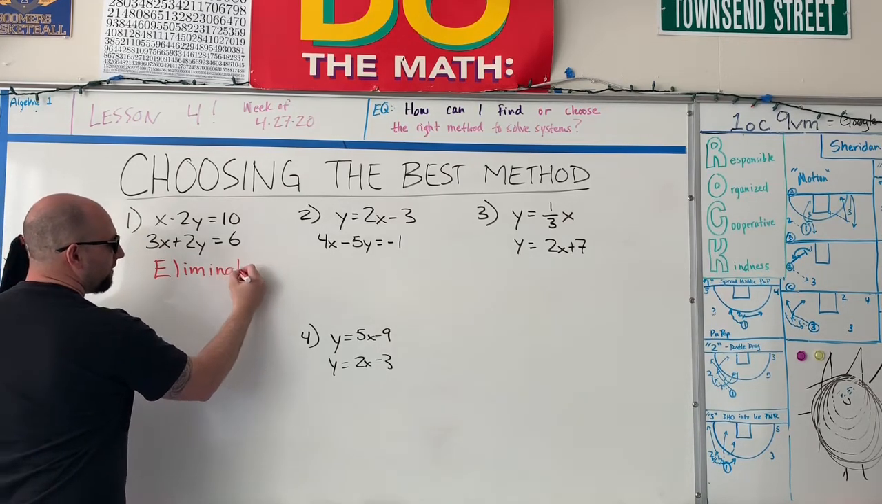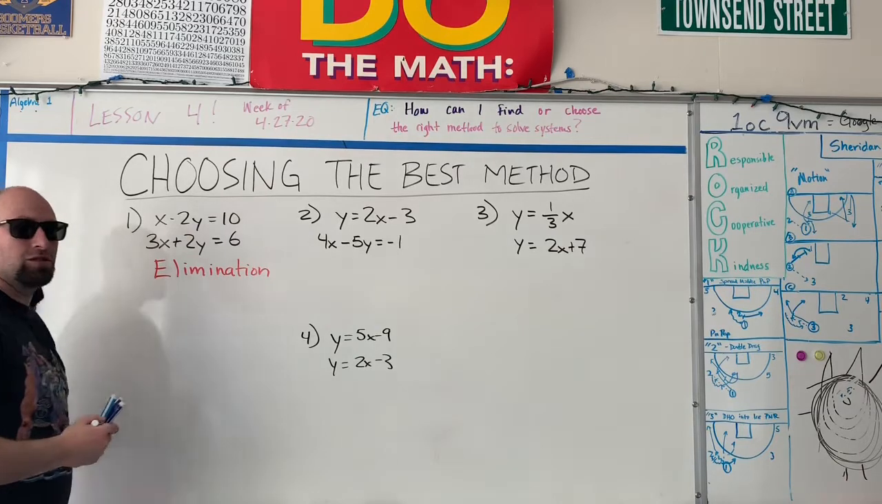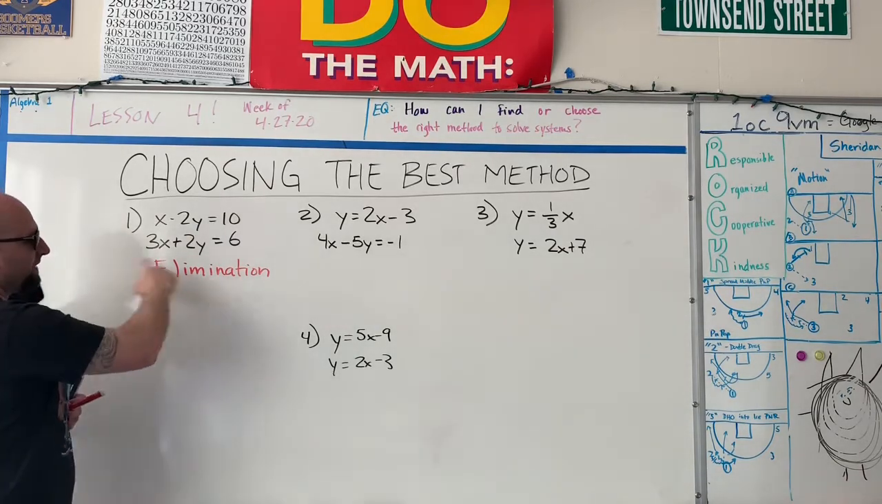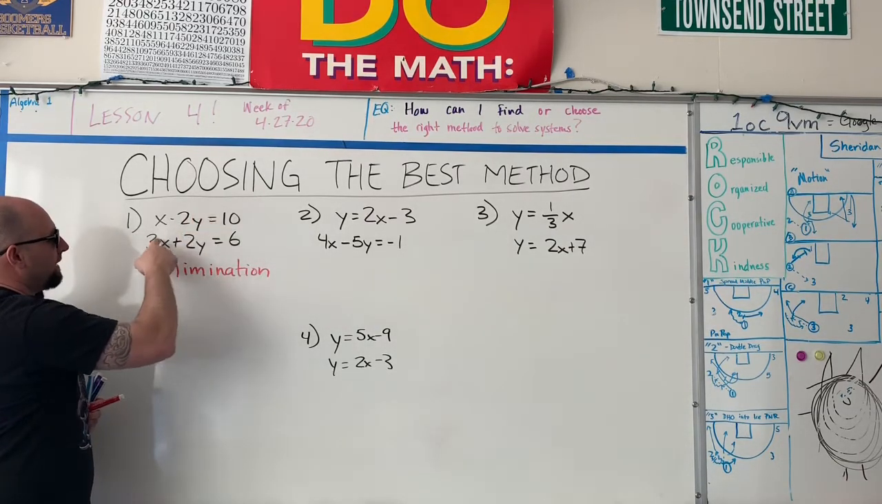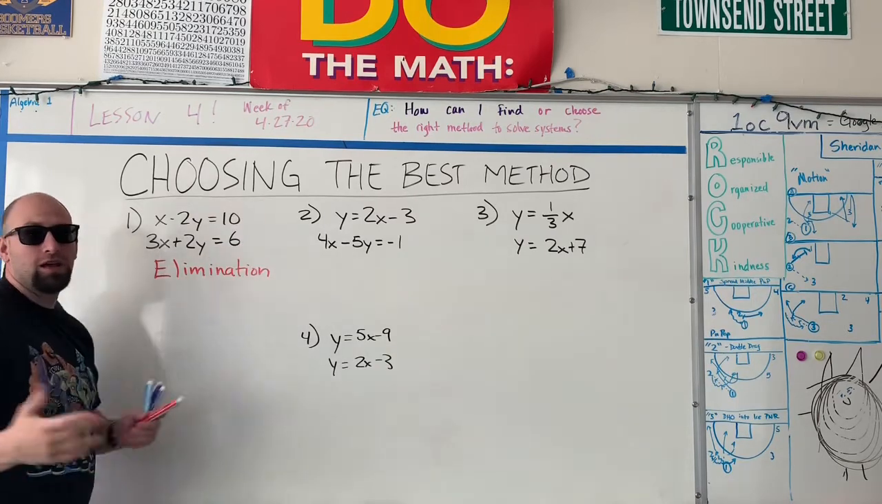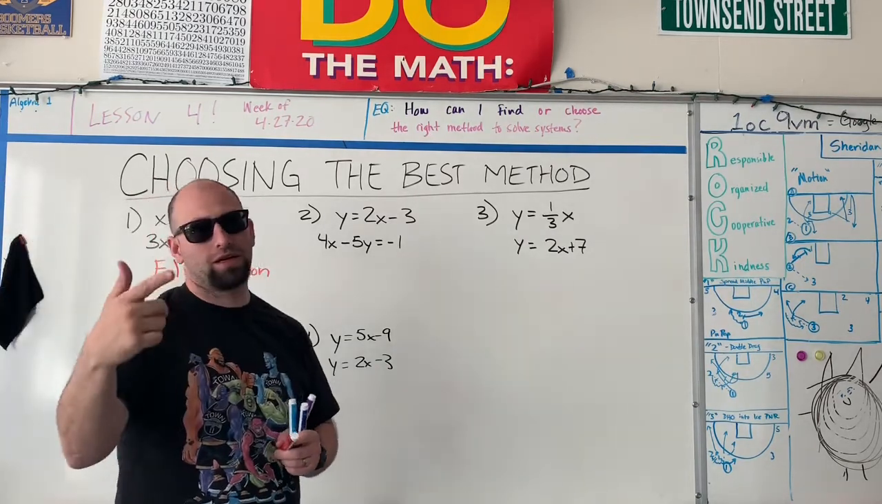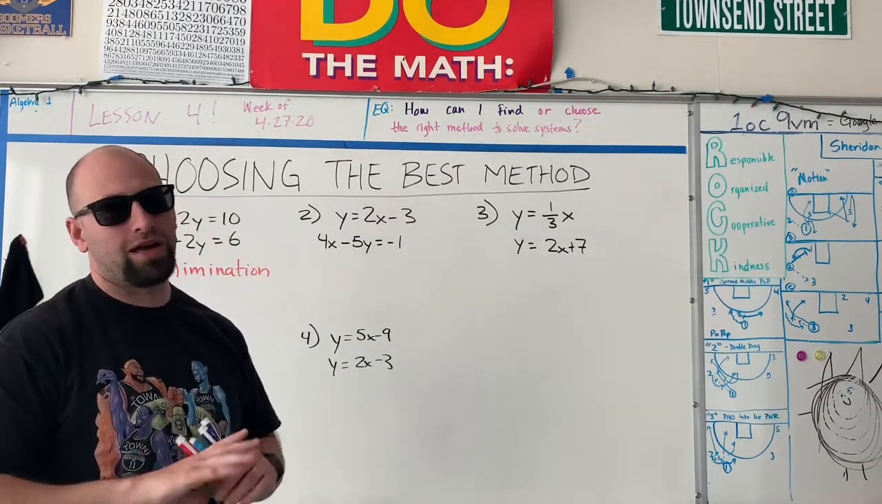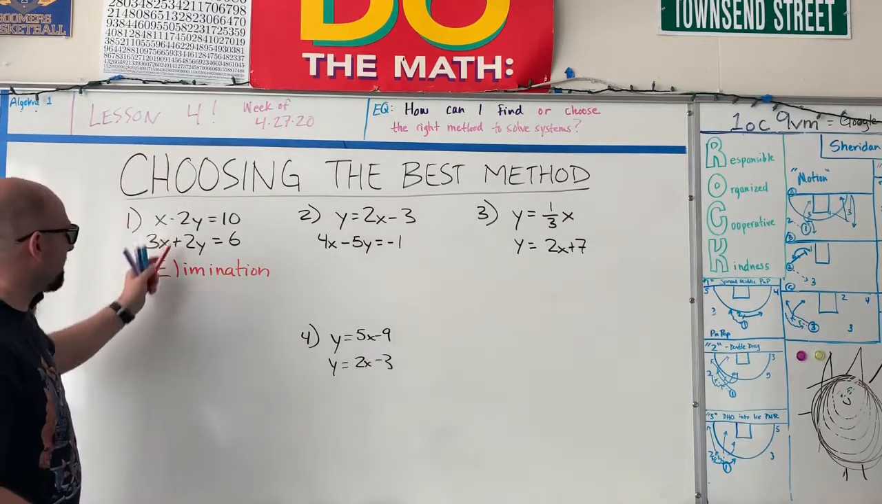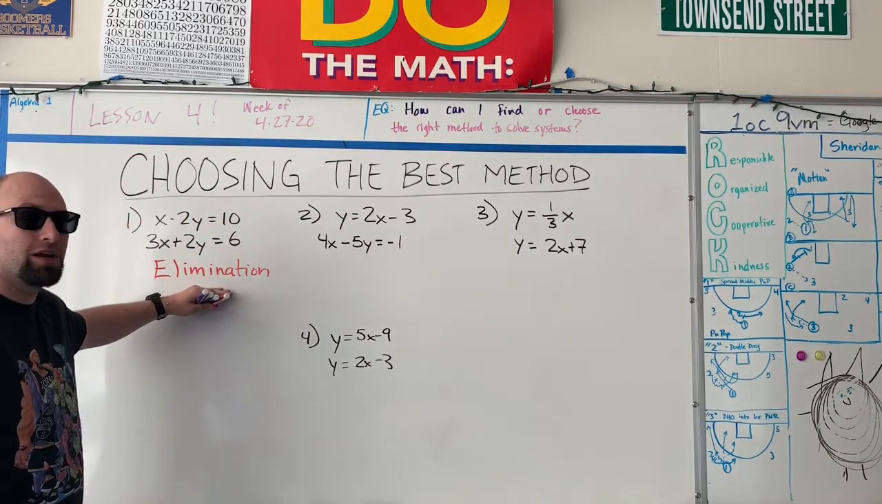I'm not going to solve, but the reason why elimination is because I could just add these 2 columns up. This would cancel out. I'd have 4x equals 16. X equals 4 right there. Then I can plug it into the other equation. I got my x and my y. Simple. Okay, so when they're lined up vertically like this, use the elimination method.